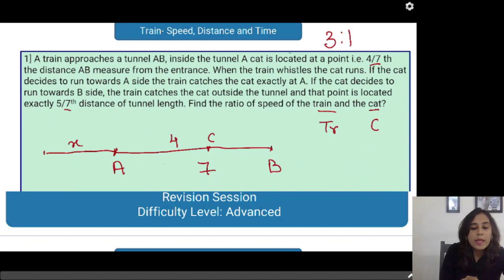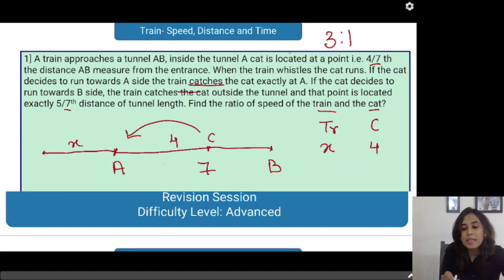So when the train is whistling from point T till the train reaches A, the cat has covered the distance AC, which is 4 units, when the cat decides to run towards A. The train catches the cat exactly at A, which means that the cat has covered 4 units of distance and the train has covered X units of distance. Now let us see what happens when the cat decides to run towards the B side.